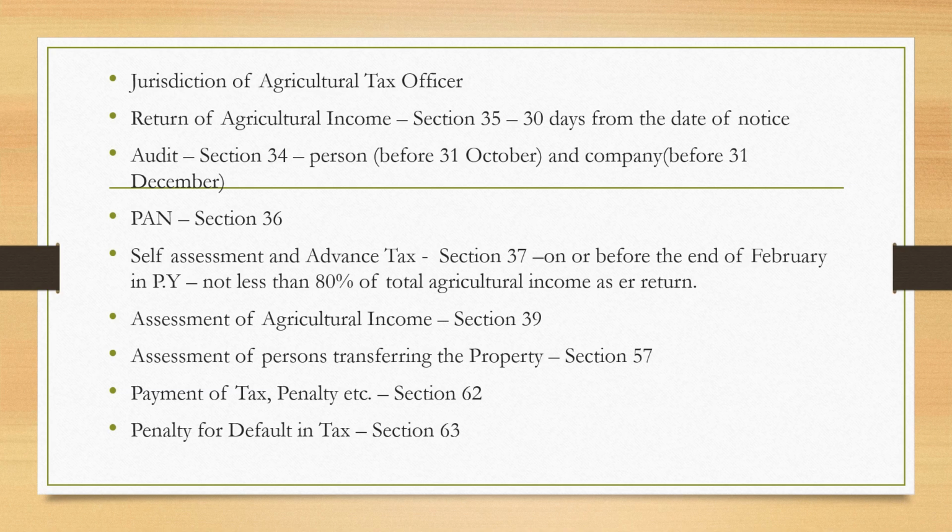If the agriculture income tax officer is satisfied that a return furnished under section 35 by an assessee is correct and complete, he shall by order in writing make an assessment and determine the sum payable by the assessee on the basis of such return.